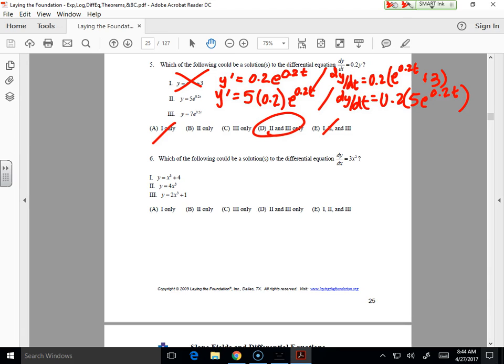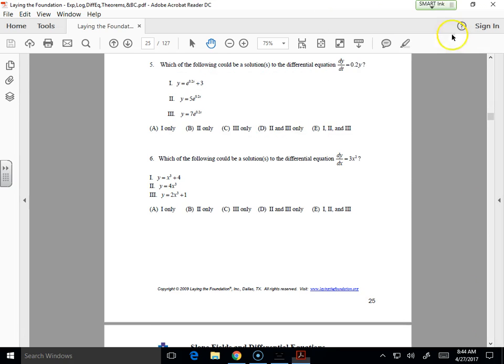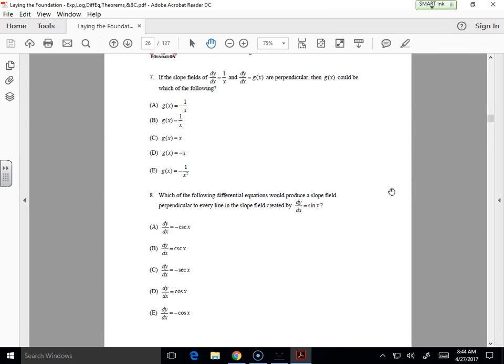So remember, the derivative of e to the u is e to the u times u prime, and that's what the differential equation says. Take the original times 0.2. If you did number 3, it would work out the same. Number 7, another concept one.